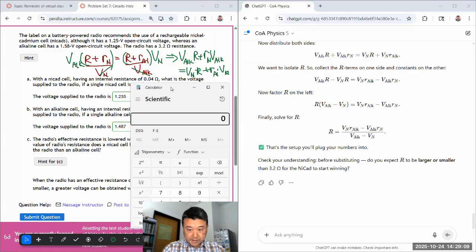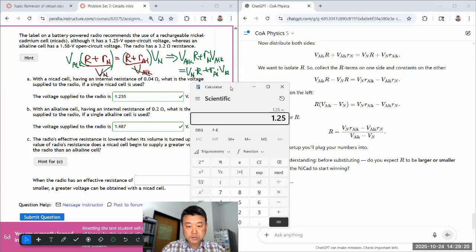So NiCad voltage 1.25 times the alkaline internal resistance, I think I had the 0.2, minus the alkaline voltage 1.58 times the NiCad internal resistance 0.04, that's the whole numerator, divided by 1.58 minus 1.25.